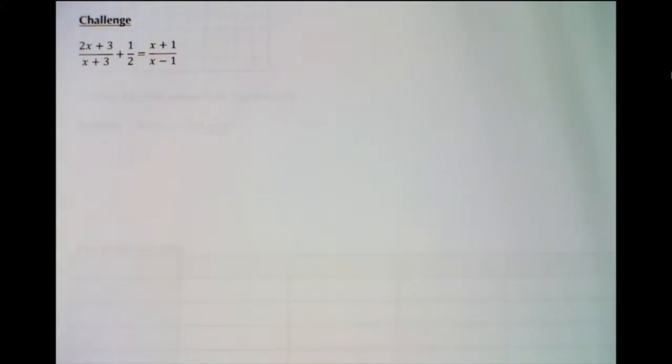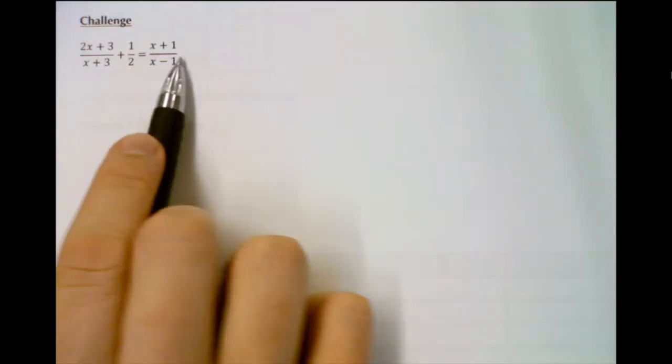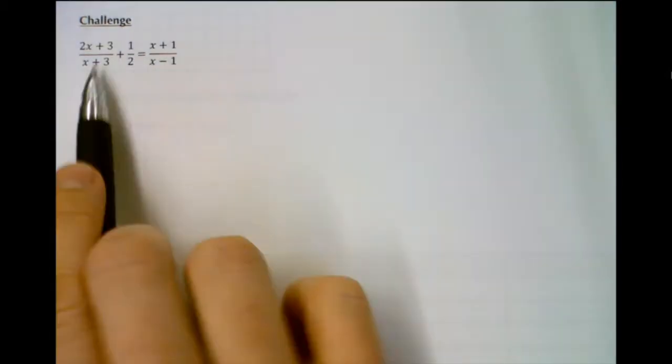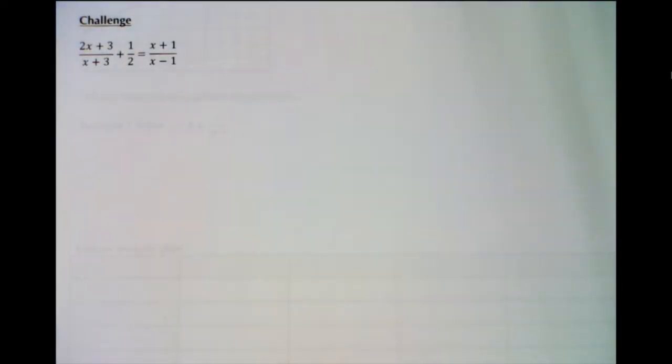Okay, this is part 2 of solving rational equations. In this video, we're going to look at a challenging example, and we're going to solve it using the process that we outlined in the first video. So here we go. Here's our rational equation. Notice we have x's on both top and bottom in some places within that equation.